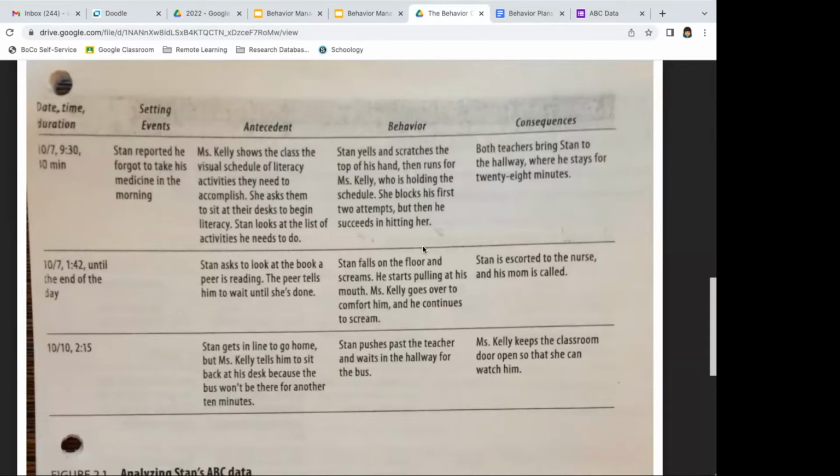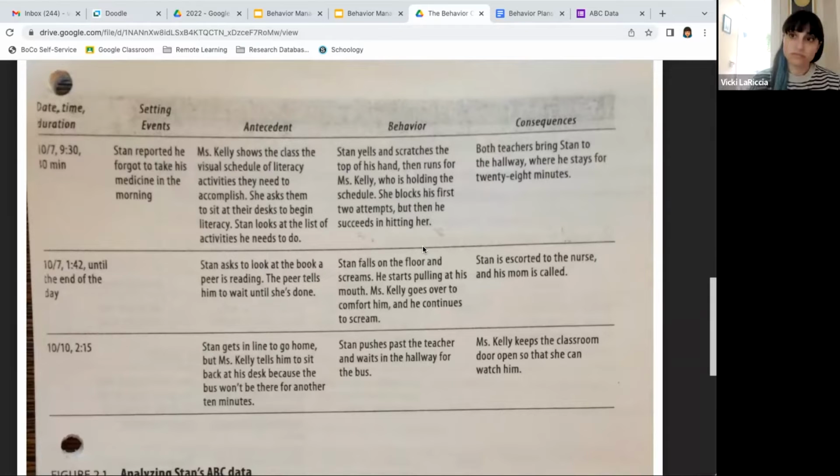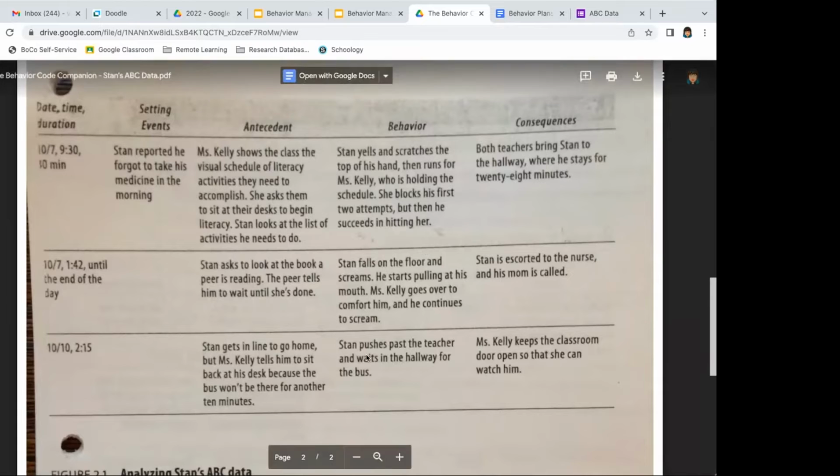10:07 at 1:42 until the end of the day. Stan asks to look at the book a peer is reading. The peer tells him to wait until she's done. Stan falls on the floor and screams. He starts pulling at his mouth. Miss Kelly goes over to comfort him and he continues to scream. Stan is escorted to the nurse and his mom is called.